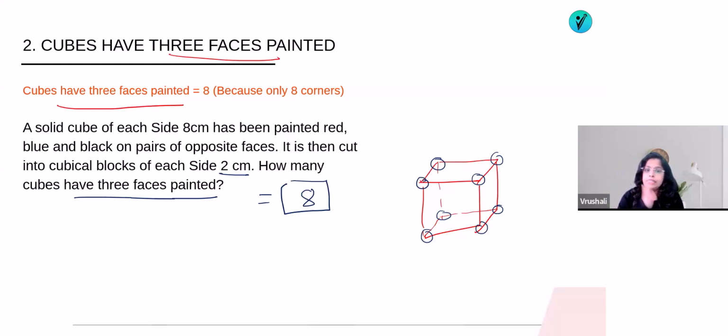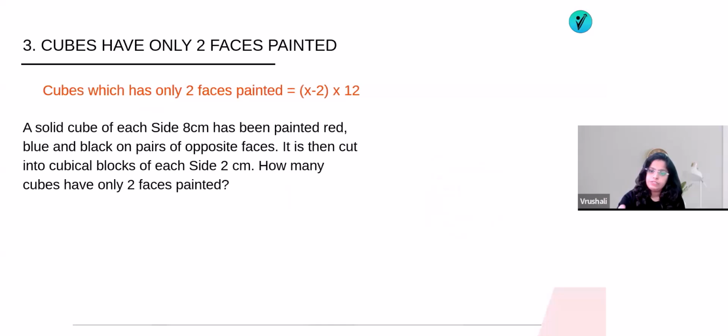Now we will go on to the next question, number 3, which is again important, in which we will see cubes which have only 2 faces painted. When they ask you for 2 faces painted, what will we see in the question? A solid cube of each side 8 centimeter has been painted red, blue and black on pairs of opposite faces. It is then cut into cubical blocks of each side 2 centimeter.